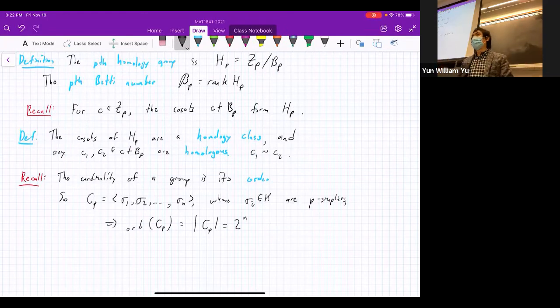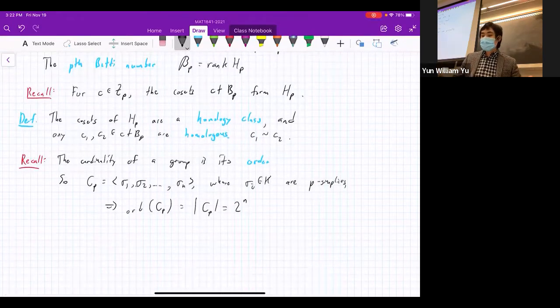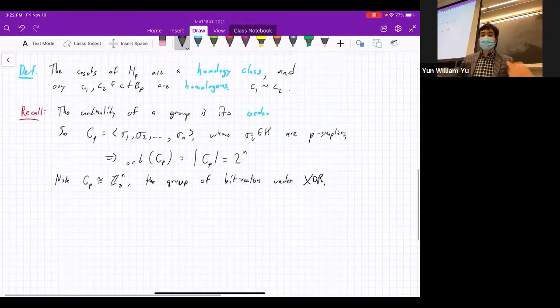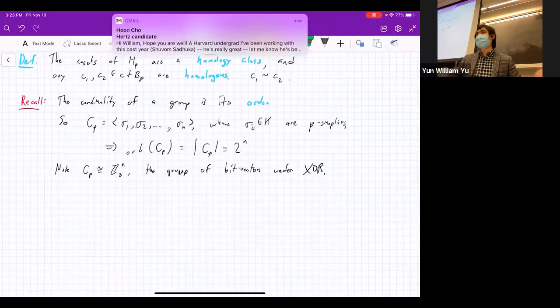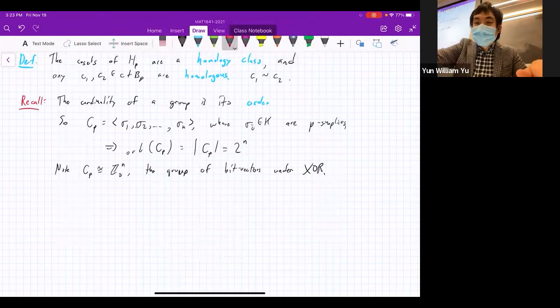Now, if you're working in a different field, this would not be the case. But life is easy when you're working in the finite field of order 2, which is why we do that. And note that this also is nice sometimes for computations, because CP is then isomorphic to the group of bit vectors under the XOR operation. Okay, so we are going to be worrying about computation, and it turns out this makes things easier to compute.